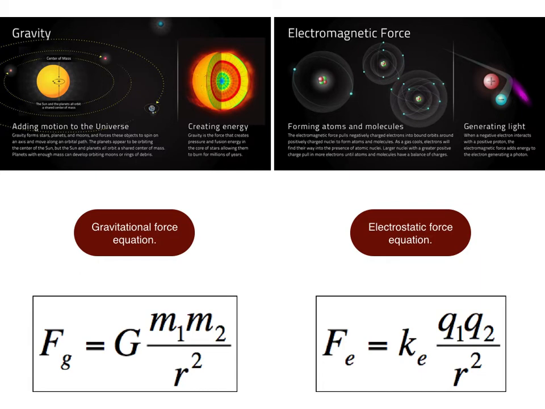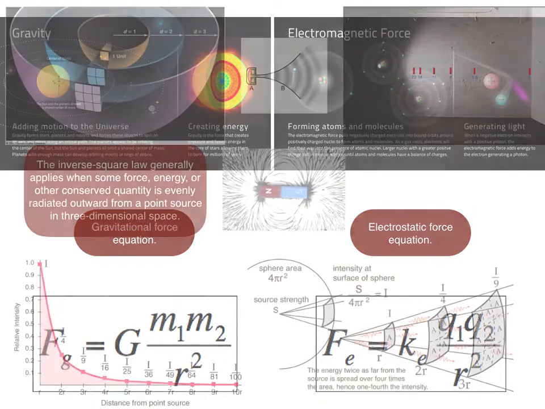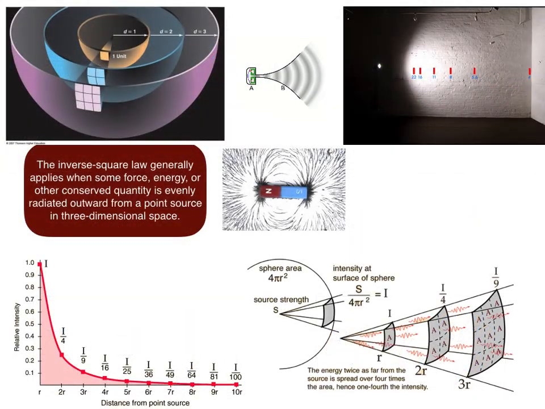Yet the symmetry in both equations is distinctly clear. The reason for this is attributable to an inverse square relationship. Recall that the surface area of a sphere is equivalent to 4 pi r squared.